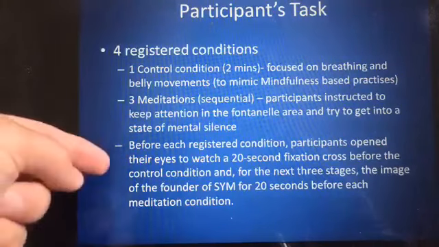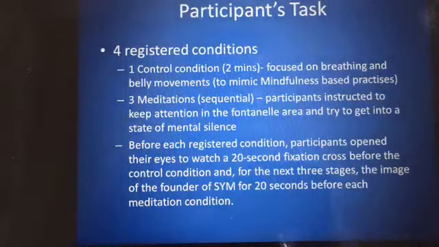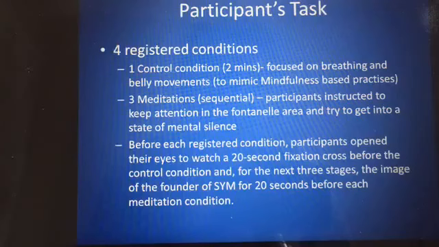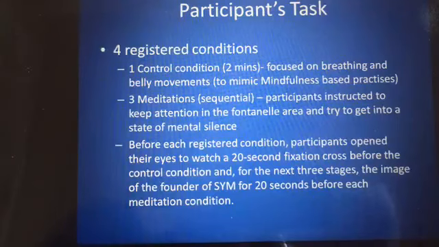Before each condition, they opened their eyes to watch a 20-second fixation cross before the control condition, and for the 3 stages, the image of the founder that we see, Shri Mataji, for about 20 seconds. Why was this done? As I said earlier, in the fMRI, you need to see what is the resting state, what is the basal state of the individual's brain. And that's why you do these exercises, so that you get a solid baseline to compare it to when you actually look at the intervention.